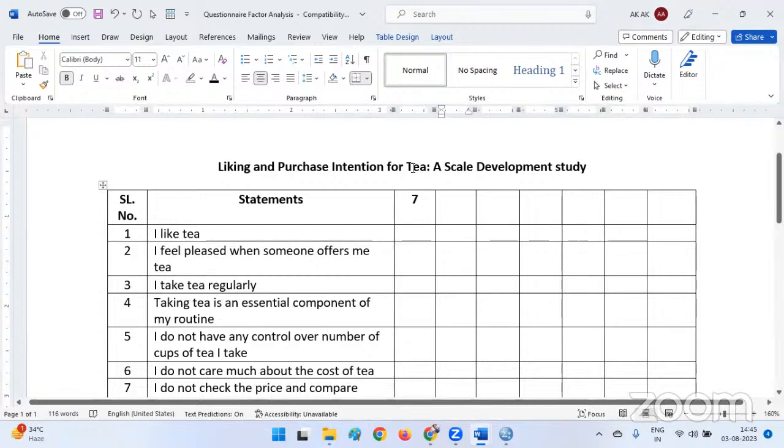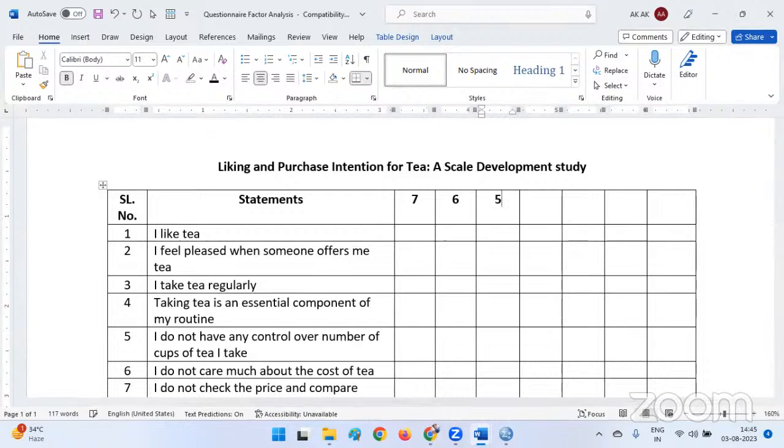So the statements are: I like tea. I feel pleased when someone offers me tea. I take tea regularly. Taking tea is an essential component of my routine. I do not have any control over the number of cups of tea. I do not care much about the cost of tea. I do not check the price and compare while buying tea. I can pay extra for better quality of tea. I generally purchase tea from the market.